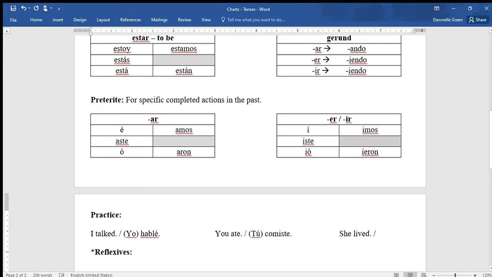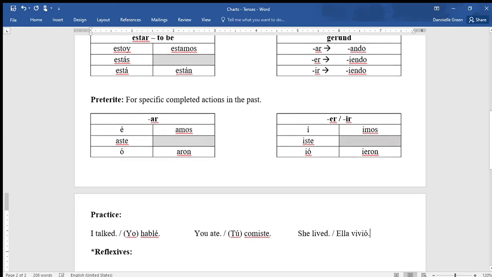And then we want to move to "she lived." For "she lived," we're using the verb vivir. Instead of keeping that IR at the end, we're changing it out for the ending that matches the he, she, usted form, which is an I and then an O with an accent mark. So, yo hablé, tú comiste, ella vivió. And those are preterite verbs.